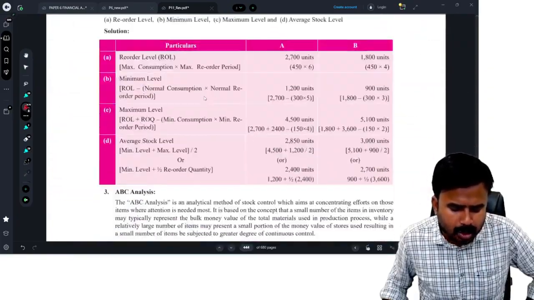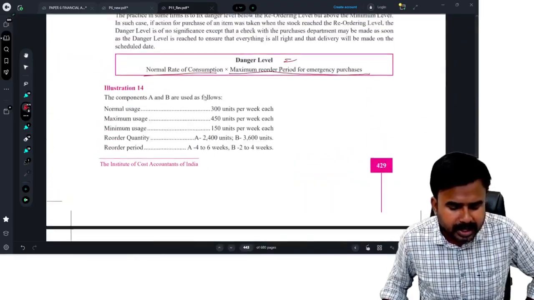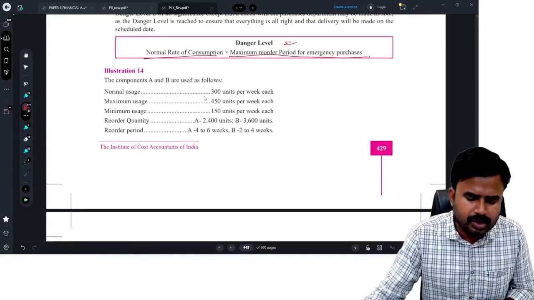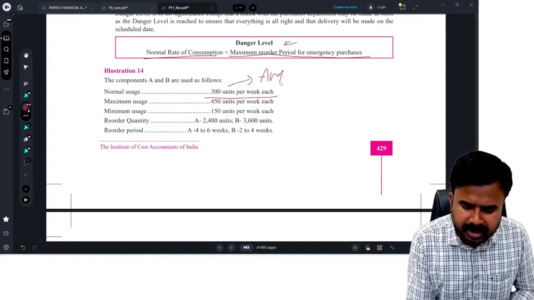Let me go for the stock levels, the various stock levels I can fix. Here is the point. The consumption of the components A and B is as follows. Normal usage is 300 units per week. This is the average consumption per week.